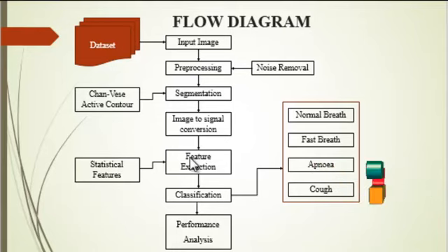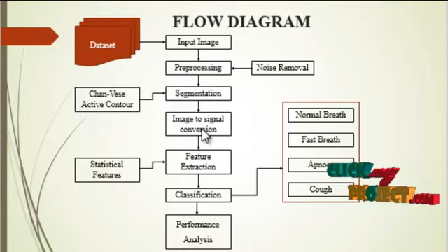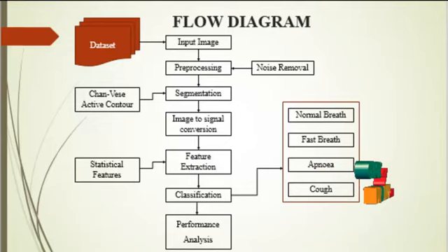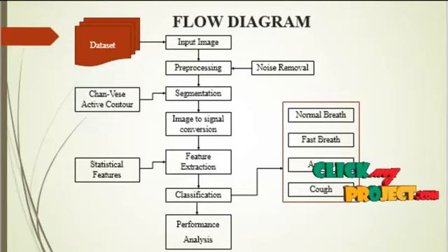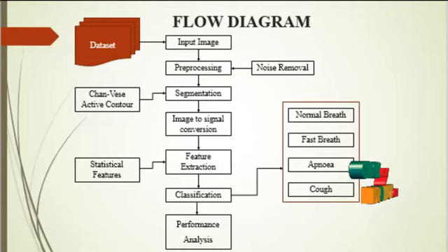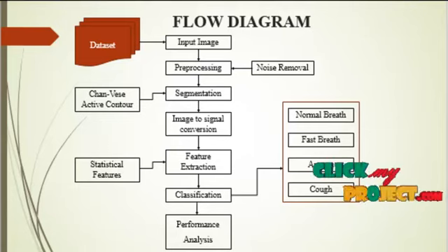Next one is feature extraction. The image features are converted into signals. The signal extraction is done using the fast Fourier transformation method. The fast Fourier transform, FFT, algorithm computes the DFT of a sequence or its inverse. Fourier analysis converts the signal from its original domain to a representation in the frequency domain, and vice versa.